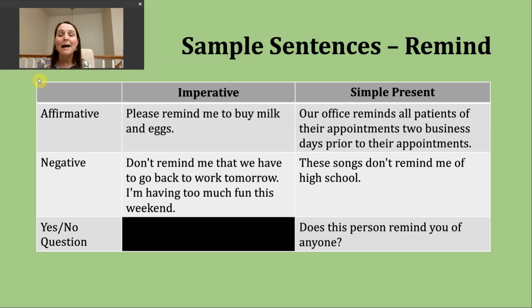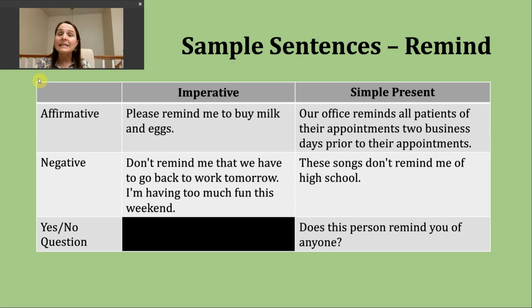These songs don't remind me of high school. Okay? Sometimes we hear certain music and it sort of takes us back. It makes us think about an earlier period. In this sentence, we've got the negative. They do not make me remember or recall.